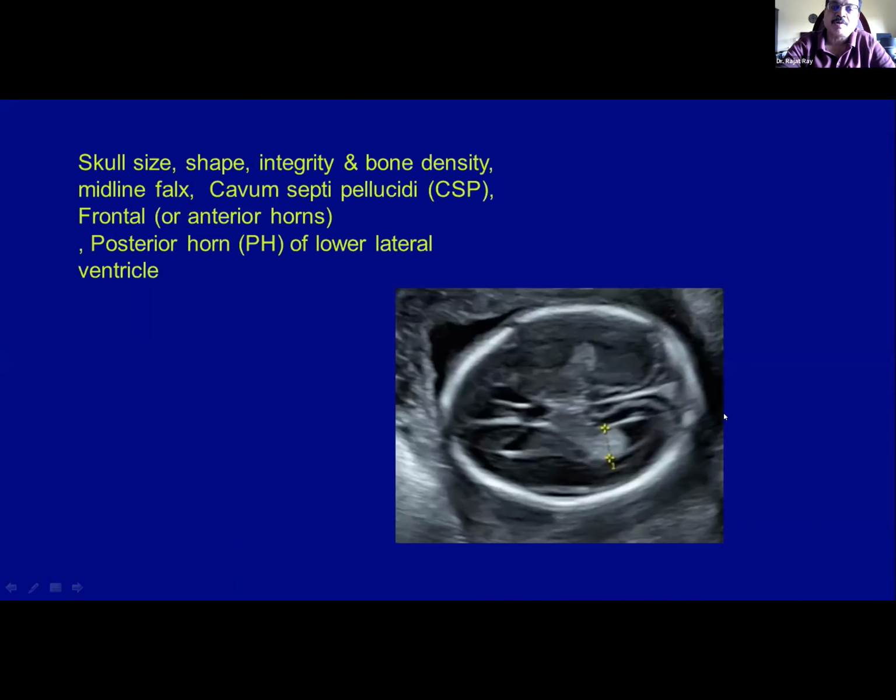So what are the structures you are going to see in the transventricular plane? You are going to see the skull size, shape of the skull, which is usually elliptical. Integrity of the skull, it is almost complete in all sections. Besides the suture areas, there is no deficit in the skull outline, and the density of the bone should be echogenic.